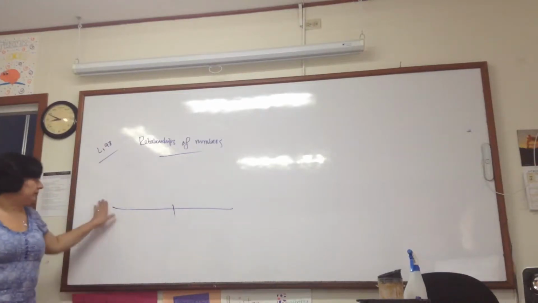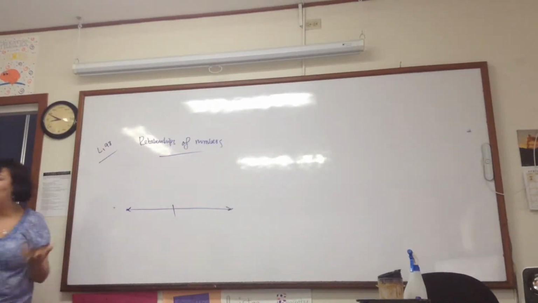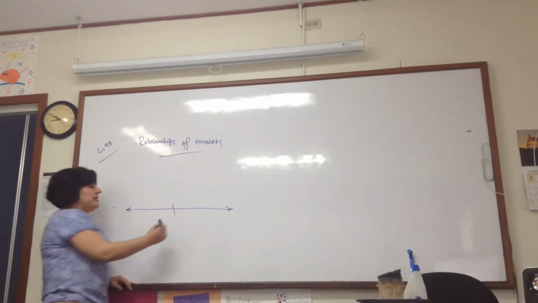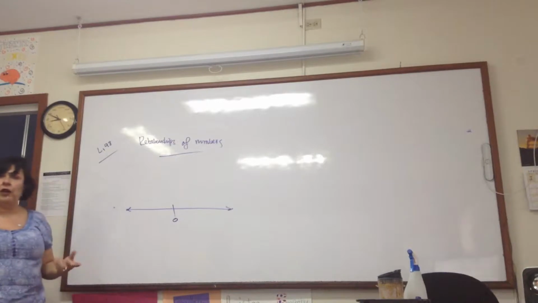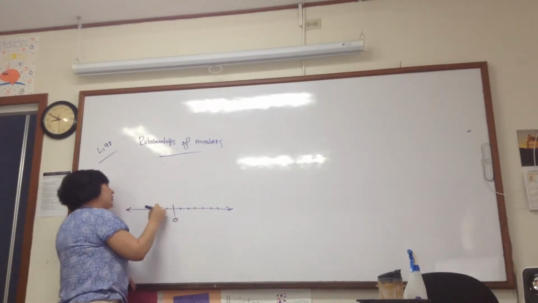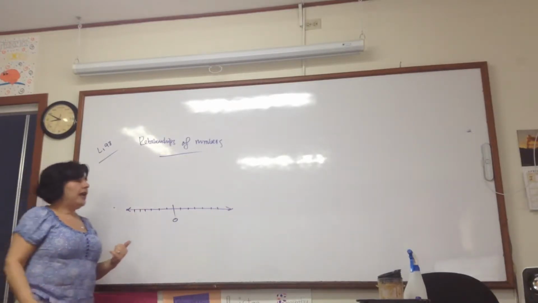the number line. And the number line is nothing more than a straight distance with the 0 as your starting point, where you can relate the numbers whether they are above the 0 or below the 0.